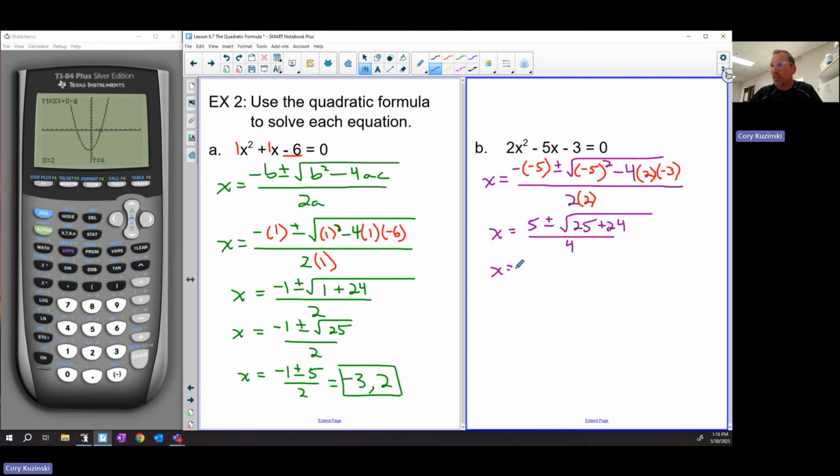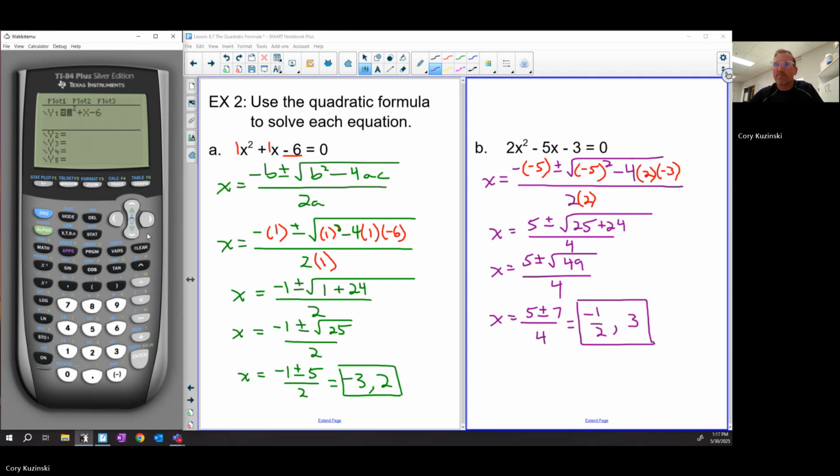All right, we can simplify a little bit more. 5 plus or minus the square root of 49. Okay, all over 4. We know that the square root of 49 is 7. So 5 plus or minus 7, all over 4. 5 minus 7 is negative 2. Negative 2 divided by 4 is negative 1/2. 5 plus 7 is 12. 12 divided by 4 is 3. So the solutions to this equation should be -1/2 and 3.